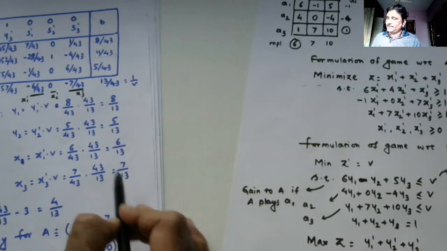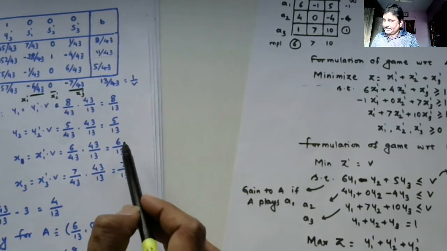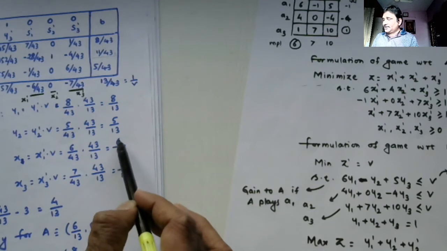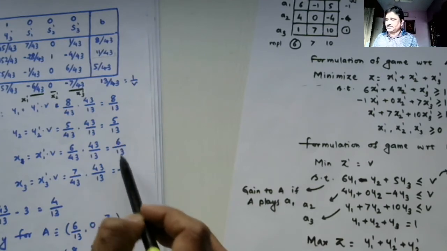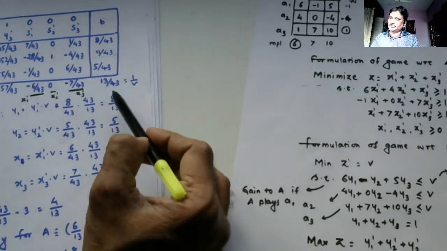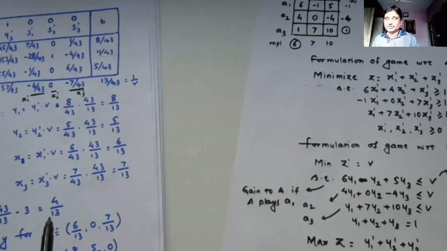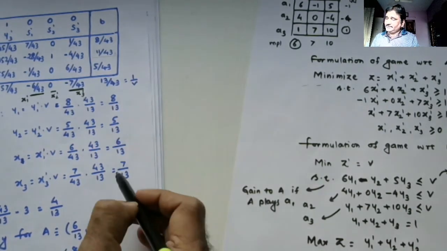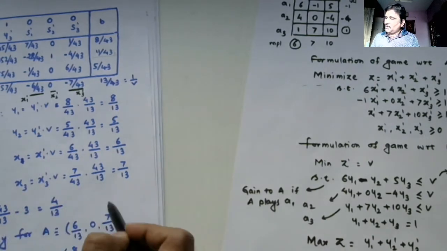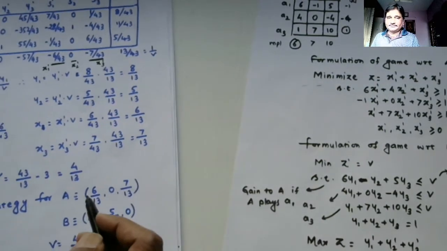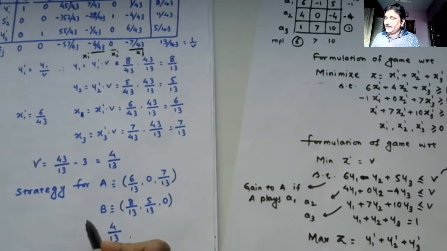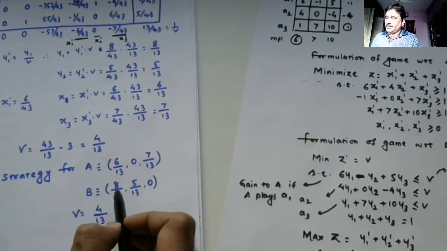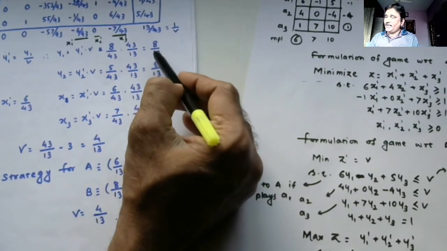The sum of the proportions should come equal to 1, and that seems to be coming 1 here, because if I add all the proportions I get 13 by 13 here also and 13 by 13 here also. My game is solved. So strategy for player A is 6 by 13, x2 is 0 and x3 is 7 by 13. Strategy for player A, and strategy for player B is 8 by 13.